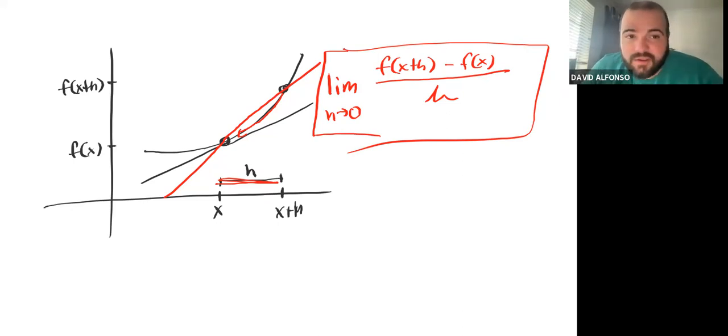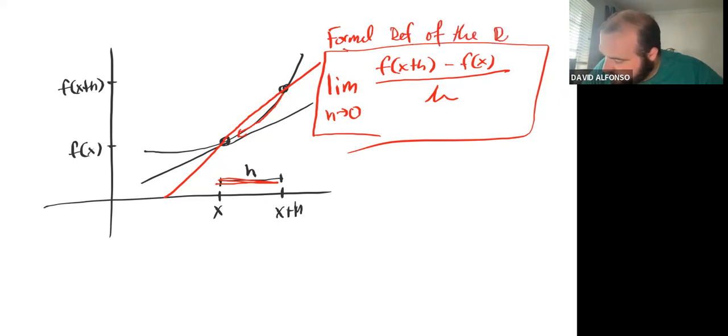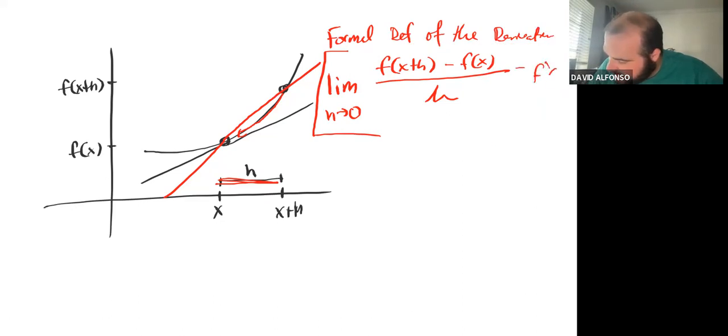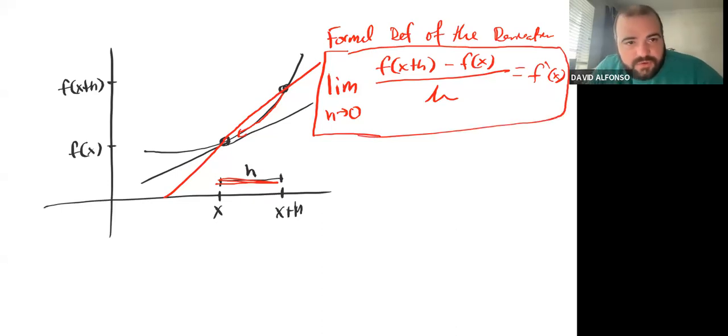So that's why we first started the year with limits. So this is the formal definition of the derivative. And of course, I should actually specify this is equal to f prime of x. That's the notation that you would use. I think Lagrange notation is the name of that.